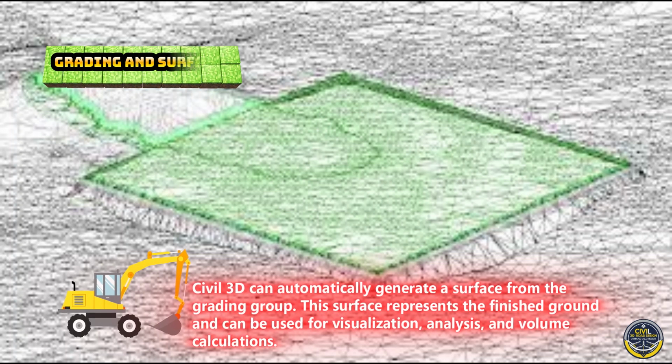Grading and surfaces. One of the main goals of grading is to create a final surface. When grading is created, Civil 3D can automatically generate a surface from the grading group. This surface represents the finished ground and can be used for visualization, analysis, and volume calculations. It's not only about shaping geometry, but also about calculating cut and fill, evaluating design visibility, and optimizing earthwork.